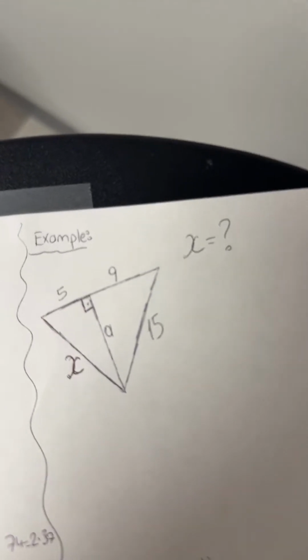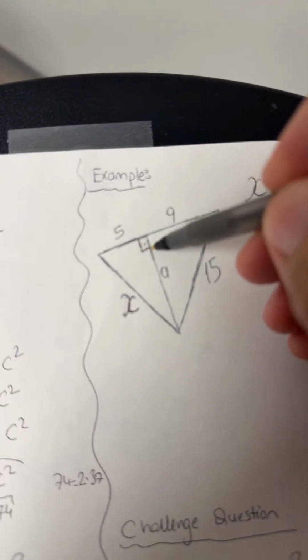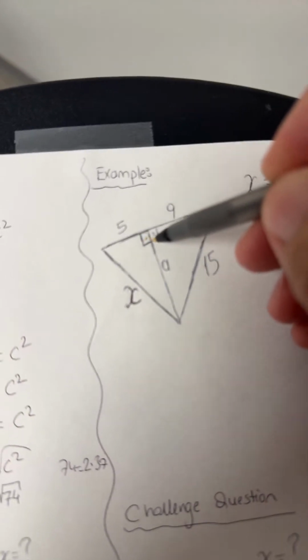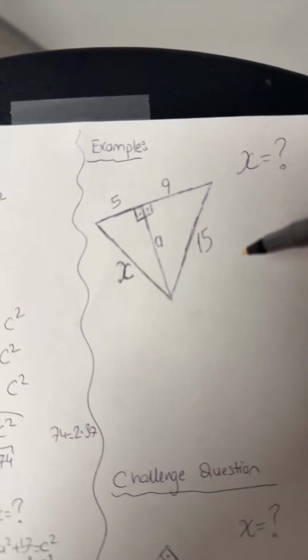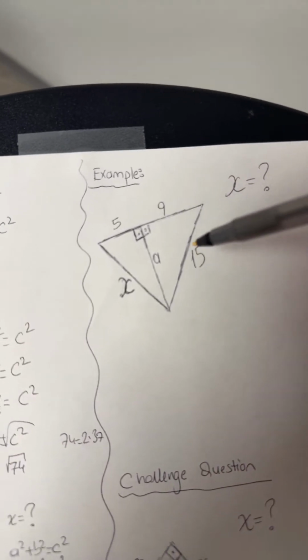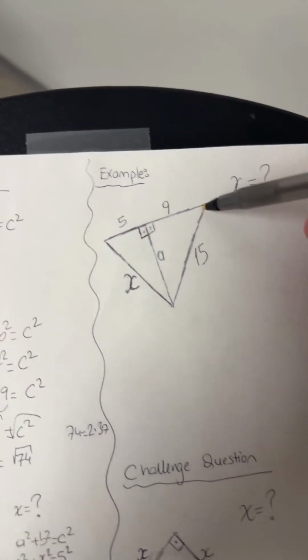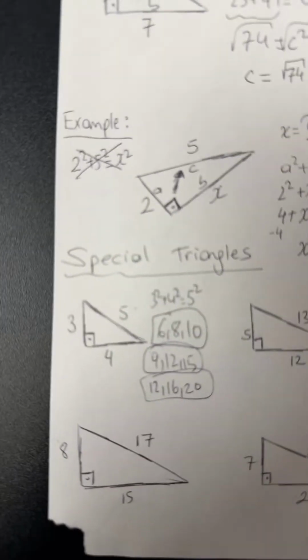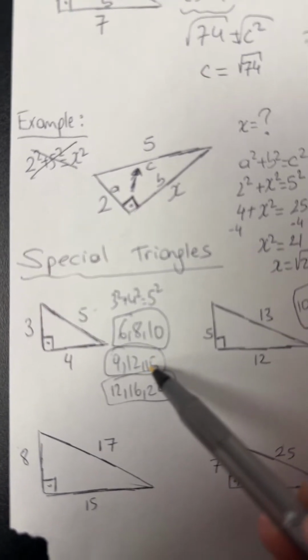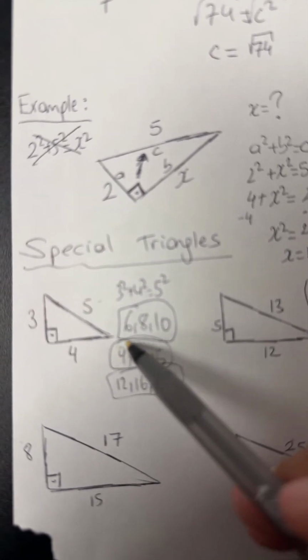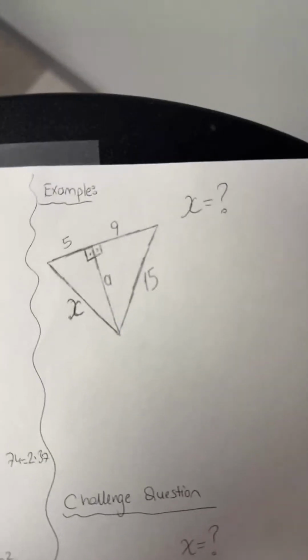Here we have a right triangle, 5, a, and x. Since this is 90 degrees, this is also 90 degrees because 180 minus 90 is 90. We actually have two right triangles, so now we can use the Pythagorean theorem. So remember we have 9 and 15 here. 9, 12, 15 is a special triangle. If 15 is the hypotenuse and one of the legs is 9, the other has to be 12. So a has to be 12, okay?